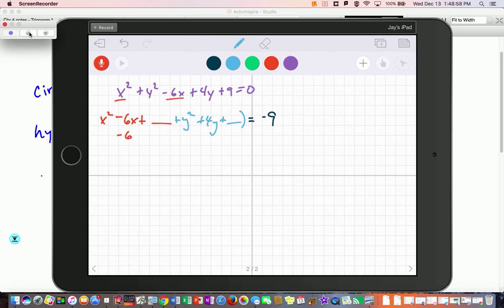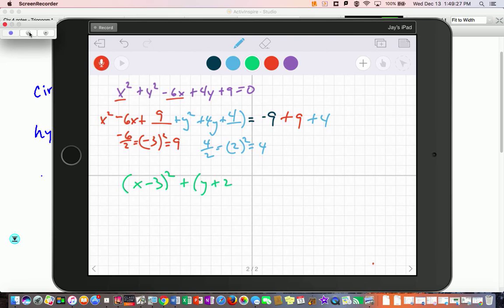Then you take the negative 6, you divide by 2. I got negative 3. Squared is 9. So when I put a 9 here, there's nothing in front, so I'll add 9 over there. Then you take your 4, divide by 2, and you get 2. Squared, you get 4. So I'm going to add 4 there. Again, nothing out front, so add 4. So we're looking at x minus 3 quantity squared plus y plus 2 quantity squared is equal to 4. So that's our circle.